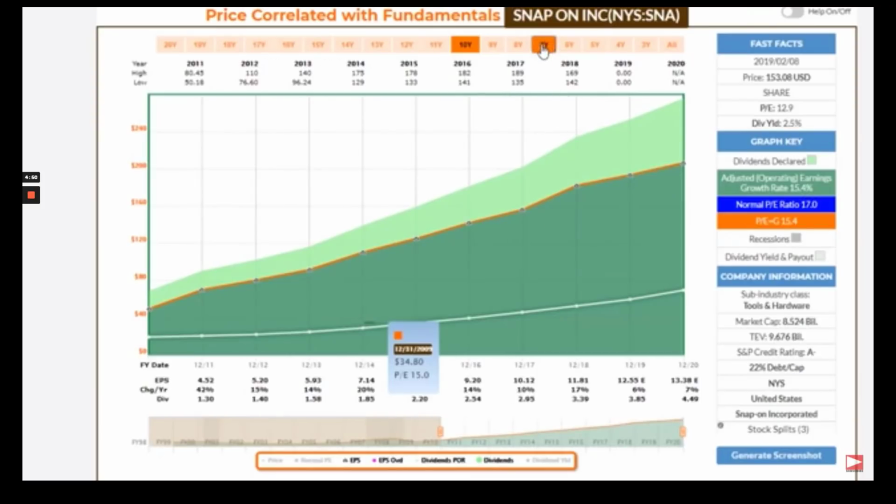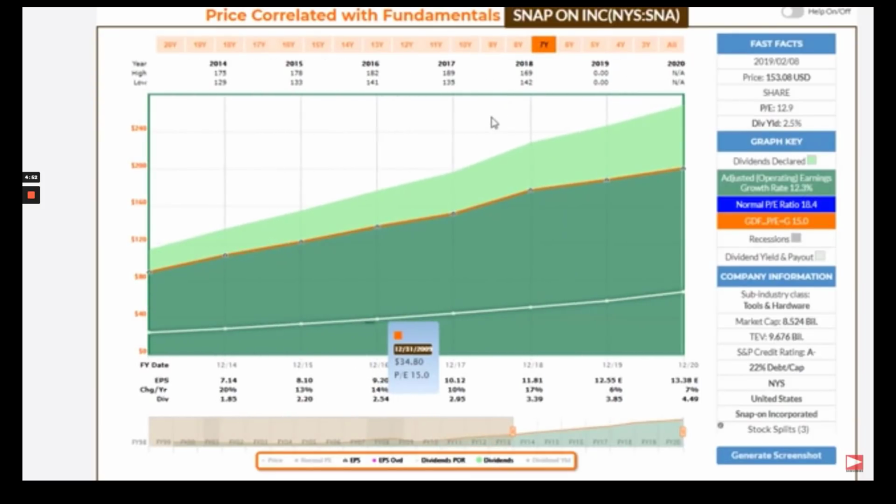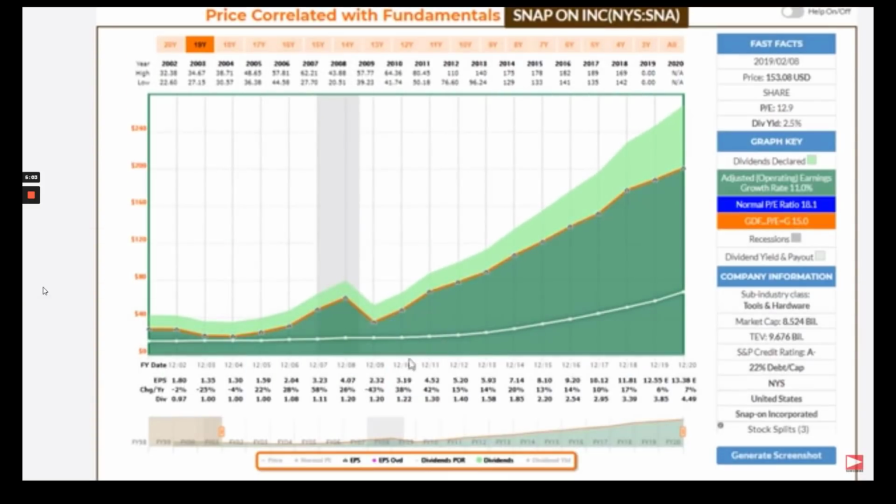So what I'm seeing here is a reasonably consistent record of double-digit earnings growth. Got as high as 17%. The last, since 2014, it's been averaging 12%. So I've got a company here that I feel pretty comfortable has a good record of growth.